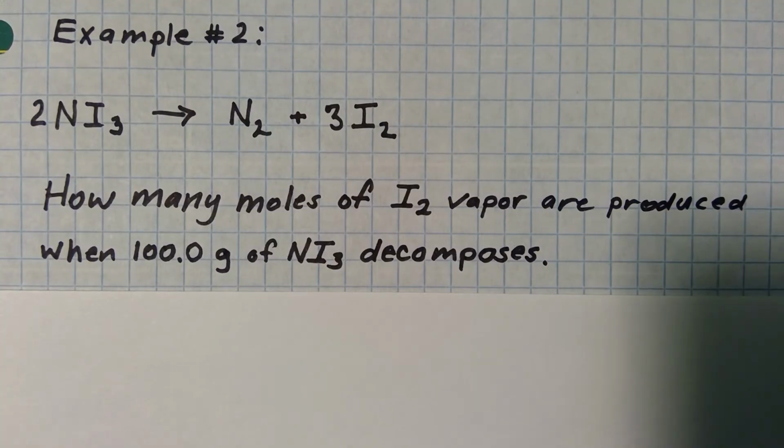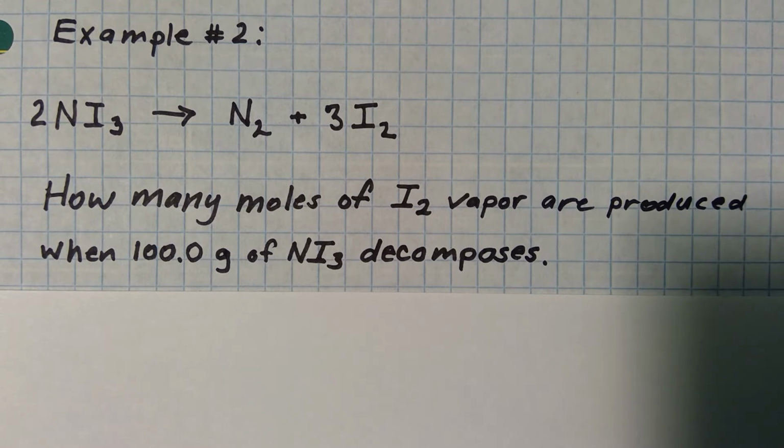Example 2. This reaction involves nitrogen triiodide. One of my favorite chemicals. Favorite because it's a very sensitive explosive. If you think about it too hard, you'll probably make it detonate.